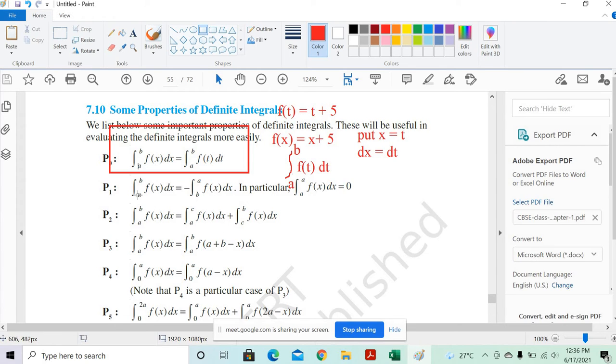Next is the second property. When you reverse the limits from a to b, it becomes b to a, so a minus sign will come into the picture. Got it? Because it's as good as when you apply the limits it is b minus a, and when you change it, it will become a minus b, isn't it? The negative sign has to come. This is straightforward, isn't it?